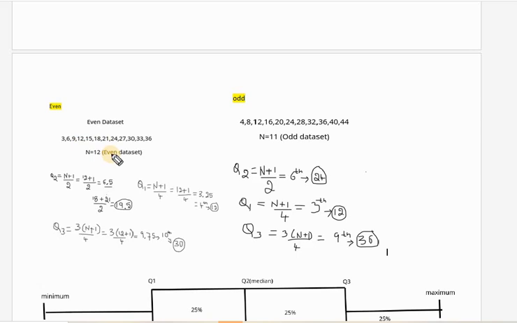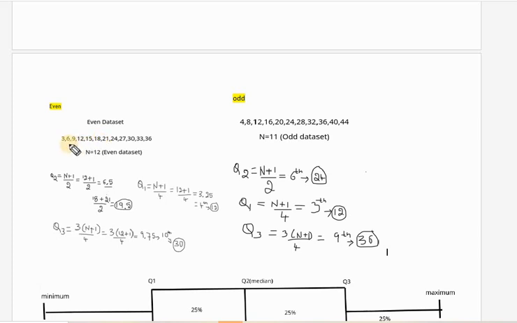So the n value will be 12. On calculating Q1, Q2, Q3, n means the total number of values, and the formula is n plus 1 divided by 2 for Q2, 3 times n plus 1 divided by 4 for Q3, and n plus 1 divided by 4 for Q1. So you will get a decimal. For Q2, if you get a decimal, take the average of i and i plus 1. So here it is 6.5, a decimal index.